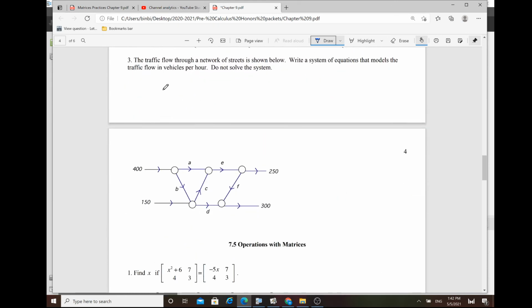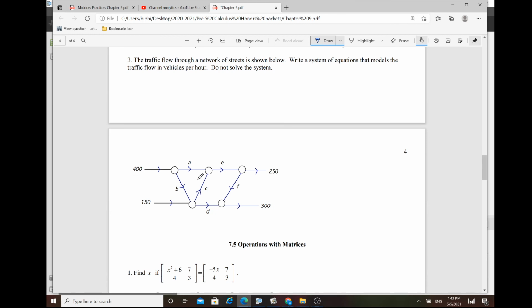Okay, so what about this one: the traffic flow through the network of streets is shown below. Write the system of equations that models the traffic flow in vehicles per hour. Do not solve the system. So as you can see, we do have A, B, C, D, E, F. So let's see, 1, 2, 3, 4, 5, 6 variables. So that means we need to set up the linear system of equations, 6 linear equations. So it's going to be a 6 by 7 augmented matrix.